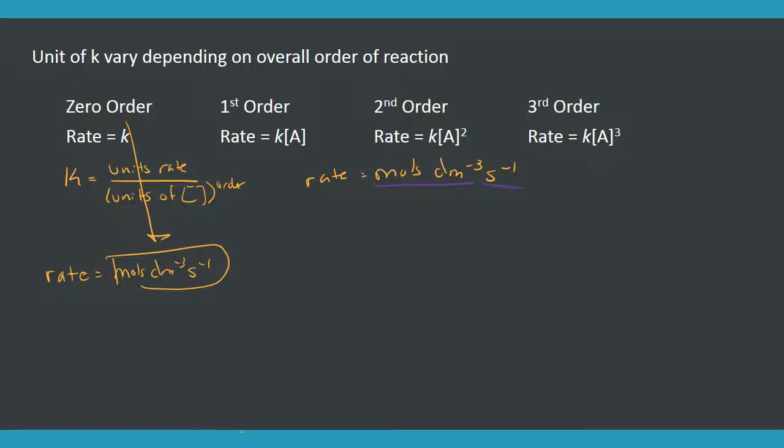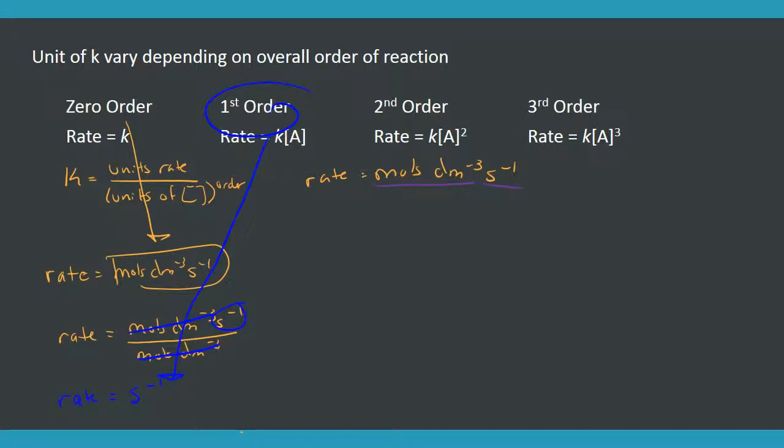All right, so for a first order, K equals the units of rate, so moles per decimeter cubed per second, over the units of the concentration, moles per decimeter cubed, right? And the order is 1. There's only 1 there. So when we go through, we cancel out commonalities just like any other mathematical relationship, right? And we're left with what the first order unit is: seconds to the -1. So there's your first order.